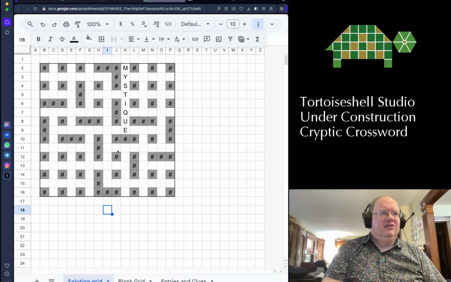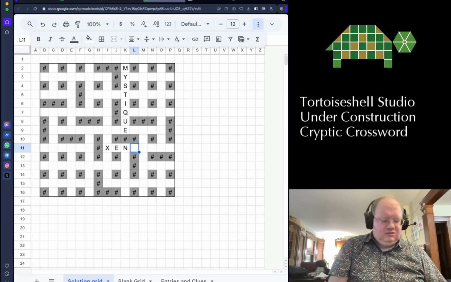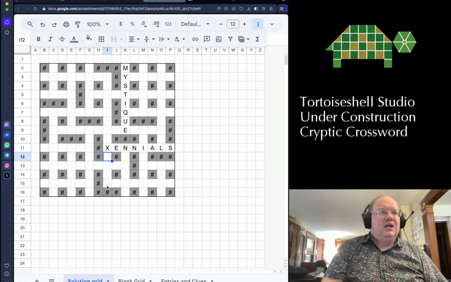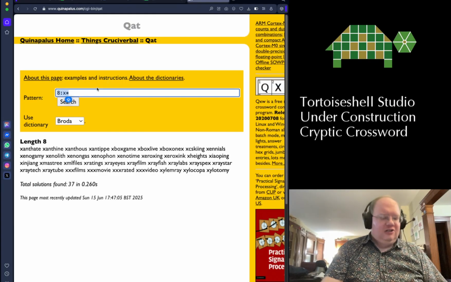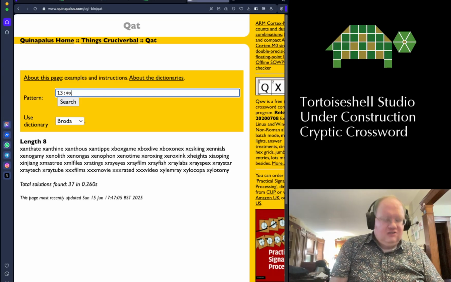As an 8-letter one, where could we put it? This would put an X in the middle of the 13. So maybe that should be filled next. So that's 8 letters followed by an X followed by 4 letters. So 13 star X, 1, 2, 3, 4.